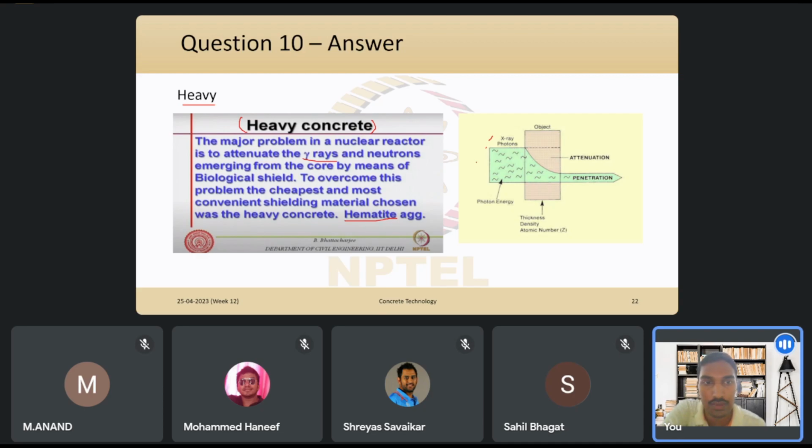Suppose you have some photons impacting your heavy concrete. What it will do is attenuate. Attenuate means it will reduce the penetration through it, and what penetrates through will be some smaller quantity. If this is within your allowable limits, then it is fine. For this purpose we use heavy concrete. So heavy concrete is the right answer.